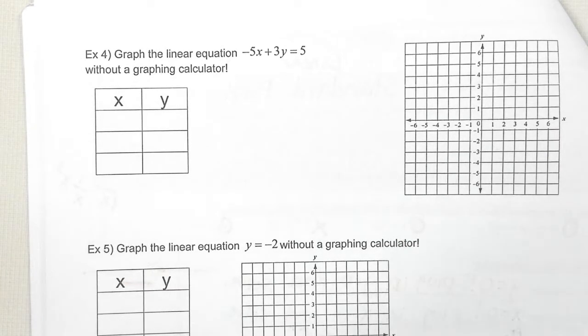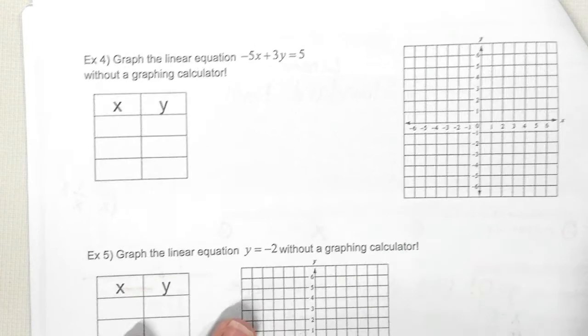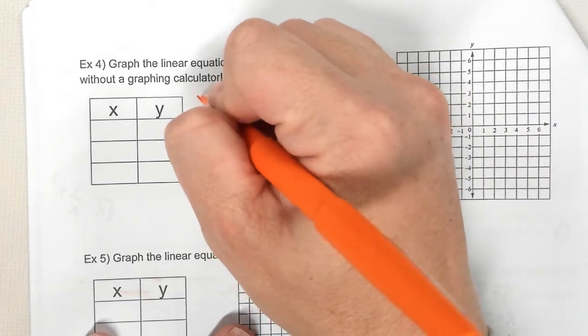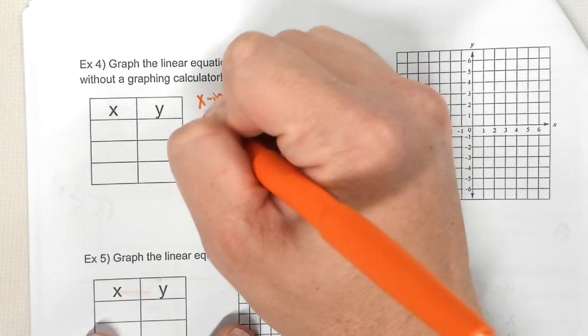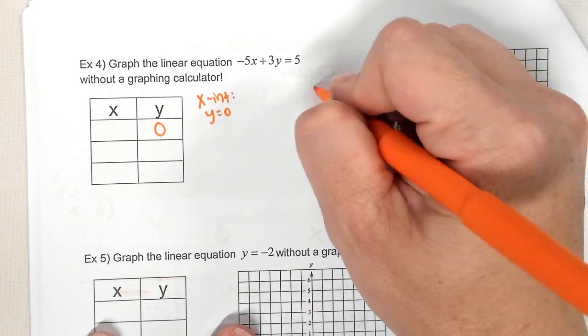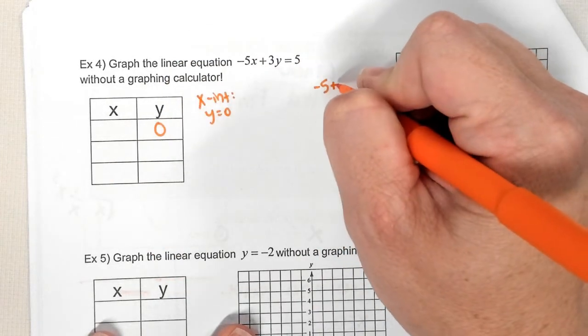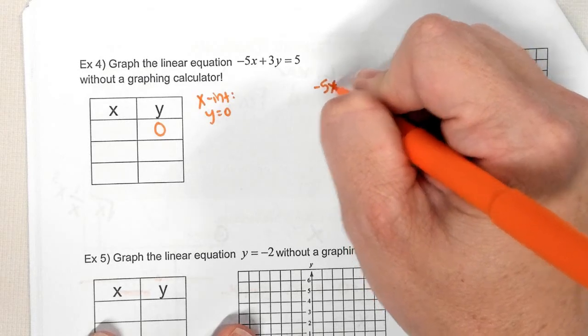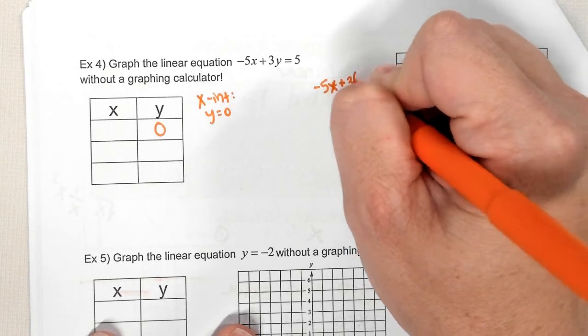Okay. So same exact concept. I always start by finding my x-intercept, which is where y equals 0. So I'm going to rewrite this, but instead of y, I'm going to put 0.